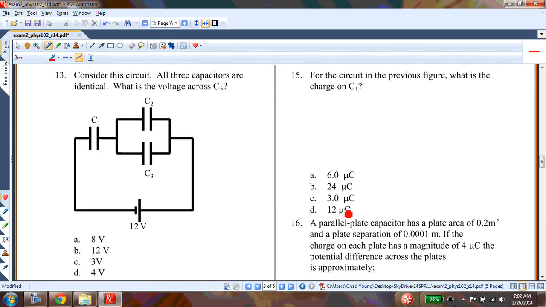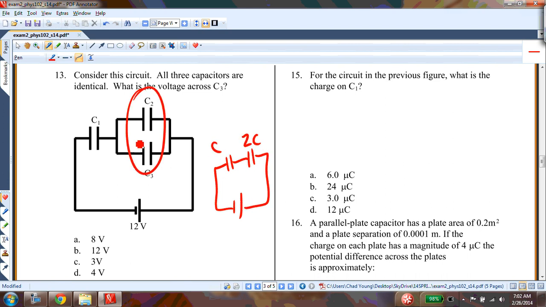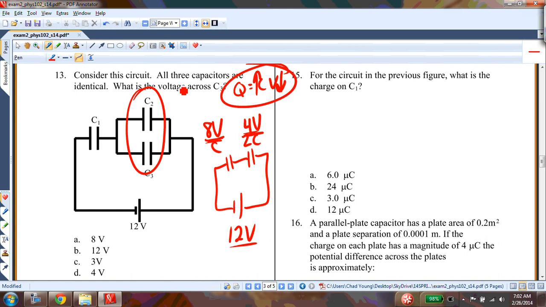Consider the circuit. What is the voltage across C3? Okay, well, they all have the same capacitance. So this is C, and this is going to be 2C, because I add these up. C2 plus C3 is 2C. Remember, Q is equal to CV. So the bigger capacitor has the smaller voltage. So I have 12 volts here. That means I'm going to have 4 volts here and 8 volts here. These numbers have to add up to equal 12. This number has to be half of this number because of this relationship. So 8 and 4 are the only ones that fill that bill. So number 13 should be 4, which is D.